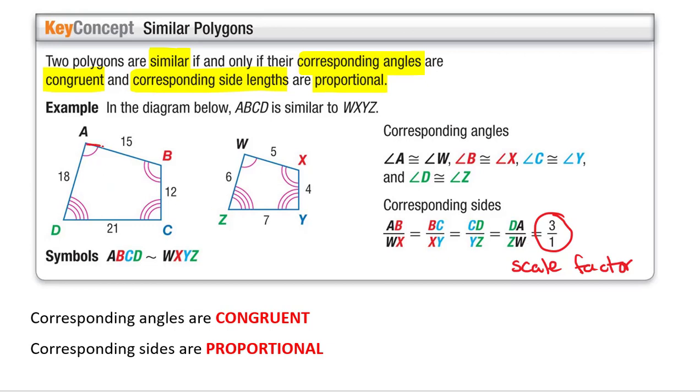I know side AB is proportional to side WX because they're the first two letters listed there. And then BC is proportional to XY, and CD is proportional to YZ, and then AD is proportional to WX.